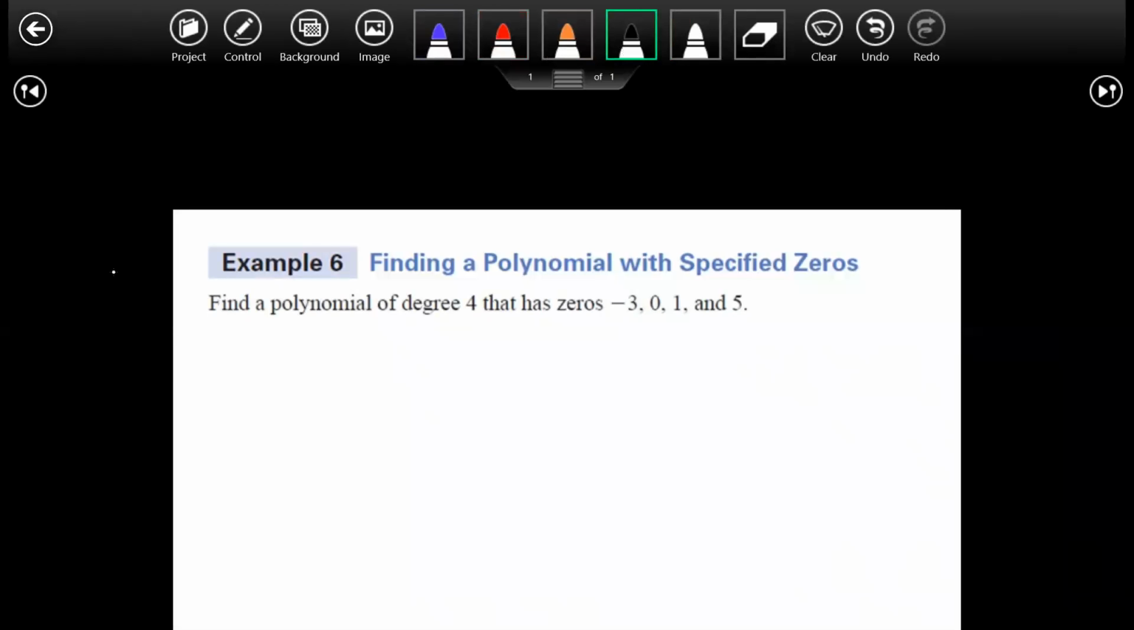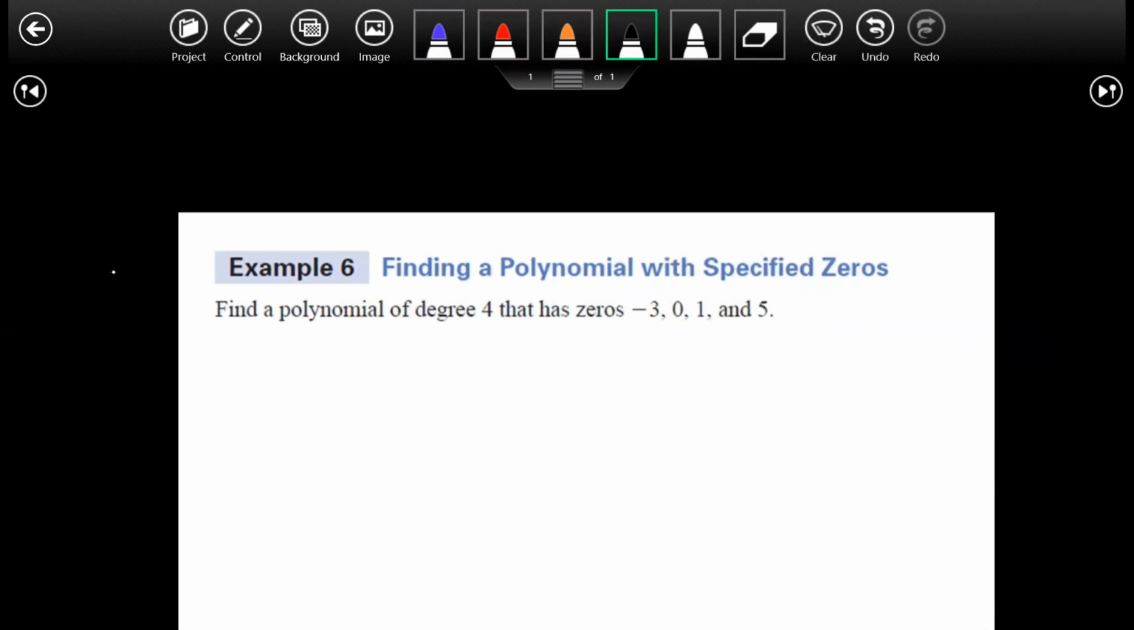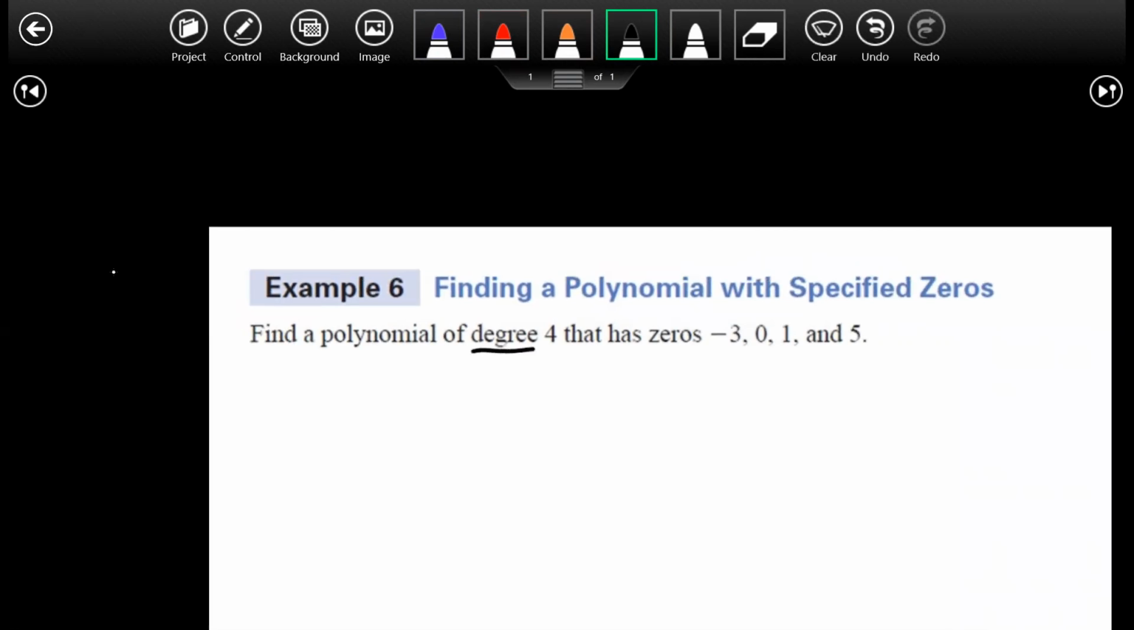When we're given an example like this to find the specified zeros, we're actually going to have a polynomial of degree 4, and it provides us the zeros. If we want to look at the factors for those, we're going backwards. Now it'd be like everything we did last week to find the factors. We're now going to go in reverse to find what polynomial it would be.